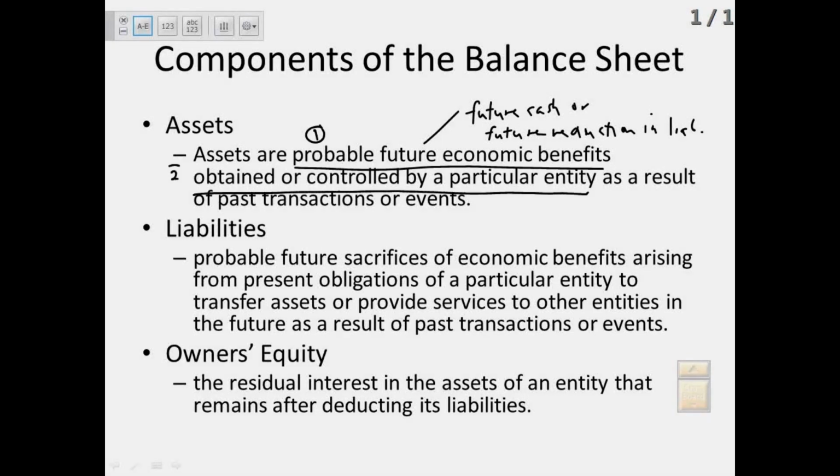The second that's required is it has to be obtained or controlled by the entity. And this is not so much a legal definition of control, but it does come into play. So there are certain assets that you'll hear companies talk about that aren't on their financial statements because the company lacks genuine control.